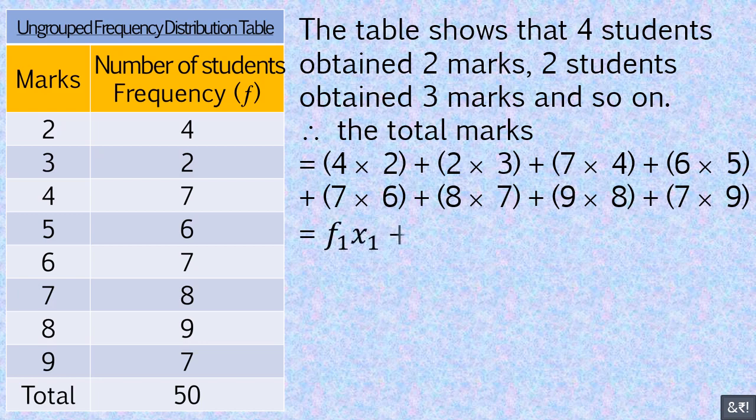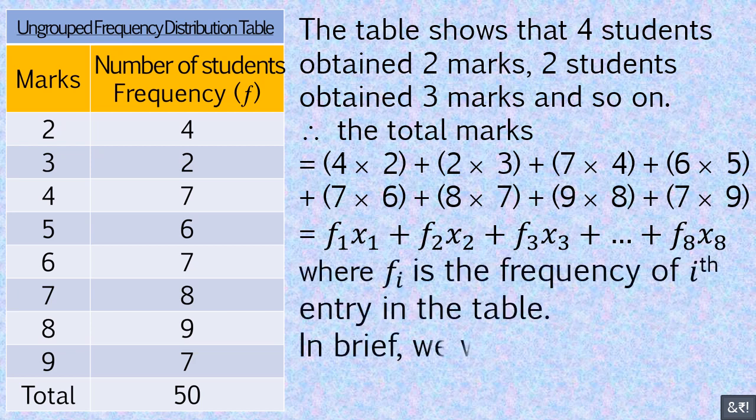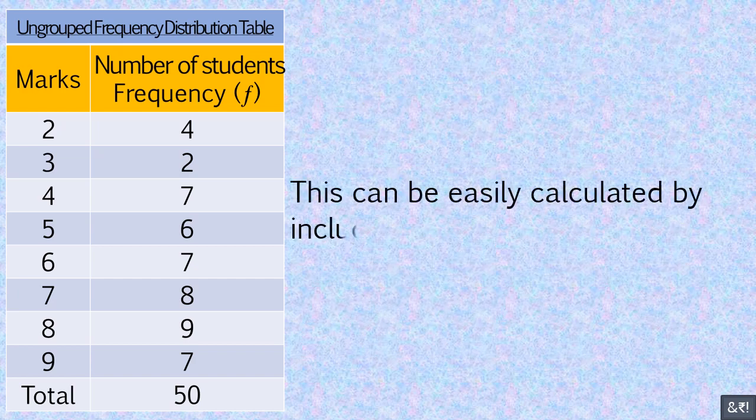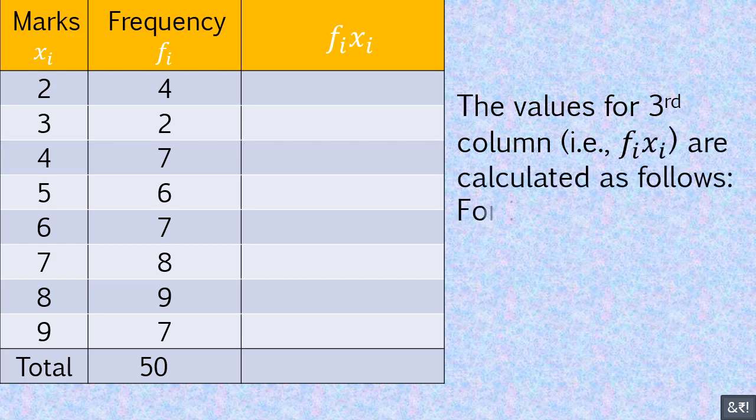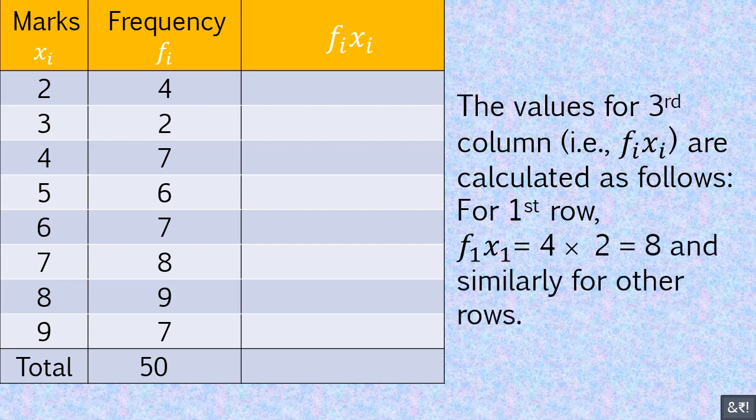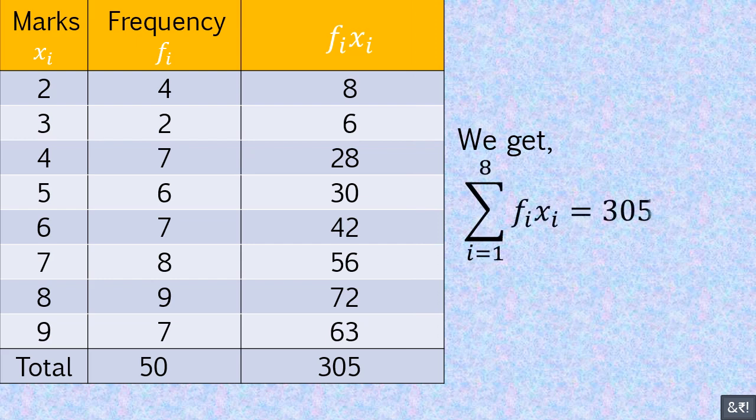Equals f1 x1 plus f2 x2 plus f3 x3 plus etc. up to plus f8 x8, where fi is the frequency of the ith entry in the table. In brief, we write it as the sum of fi xi as i varies from 1 to 8. This can be easily calculated by including one more column, that is, fi xi. The values for the third column are calculated as follows. For the first row, f1 x1 equals 4 times 2 equals 8, and similarly for other rows. Adding the values in the third column, we get the sum of fi xi as i varies from 1 to 8 equals 305.